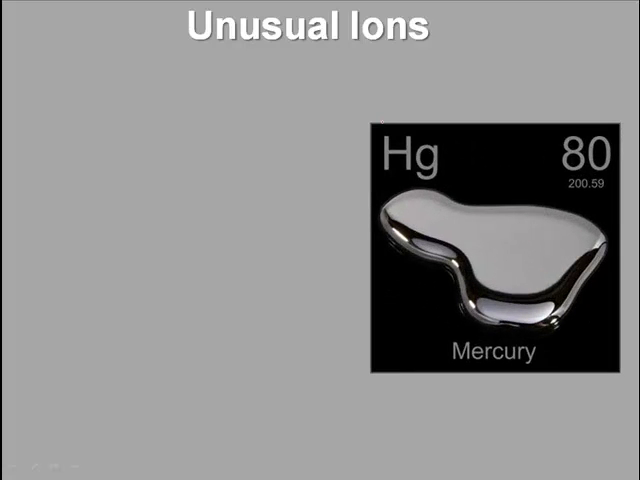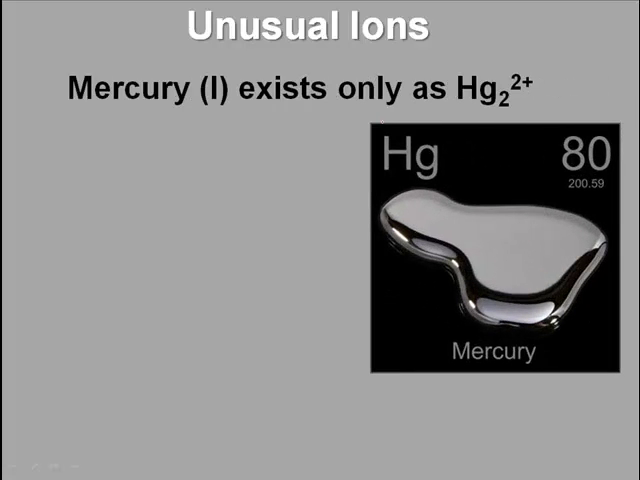Now, some unusual ions. Mercury. Mercury 1 exists only as Hg2 2+. Okay? It's a unique ion. The peroxide and oxide is kind of unique as well. It's kind of weird. Why does it do that? It's more confusing than we want it to be, but that's just the way it is in nature. There is Mercury 1 and Mercury 2. Mercury 2 exists as Hg 2+.